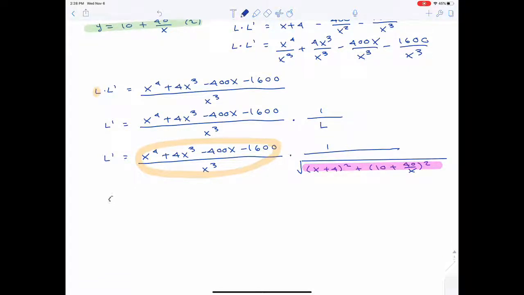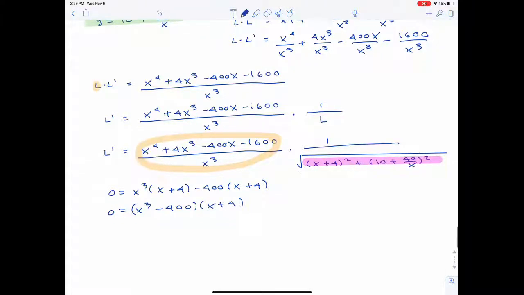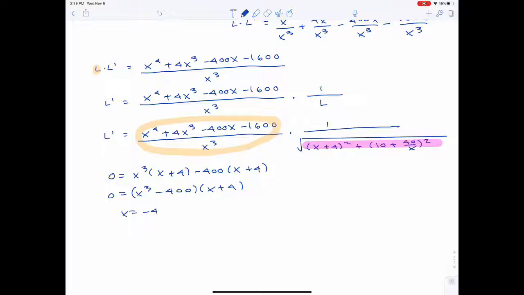So I'm going to set that numerator equal to 0, and I'm going to factor it. I'm going to pull out an x cubed out of those first two, and I get x plus 4. I'm going to pull out a negative 400 out of those, and I get x plus 4. So I get 0 equals x cubed minus 400 times x plus 4. So my critical numbers are either x equals negative 4, which it cannot be because it can't be negative, or x cubed minus 400 equals 0. So x cubed equals 400. X equals the cube root of 400.